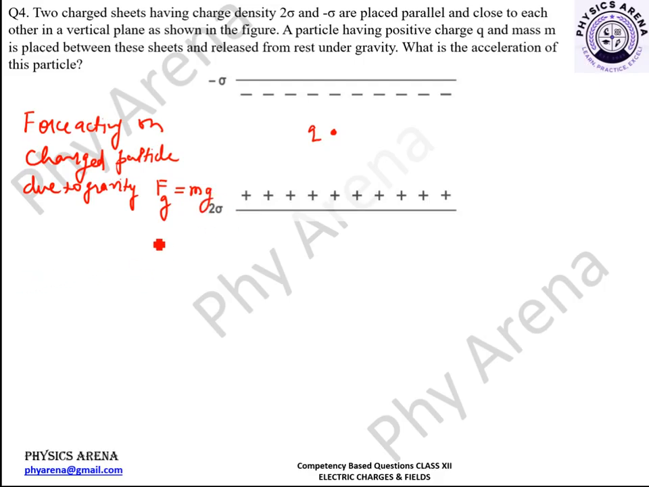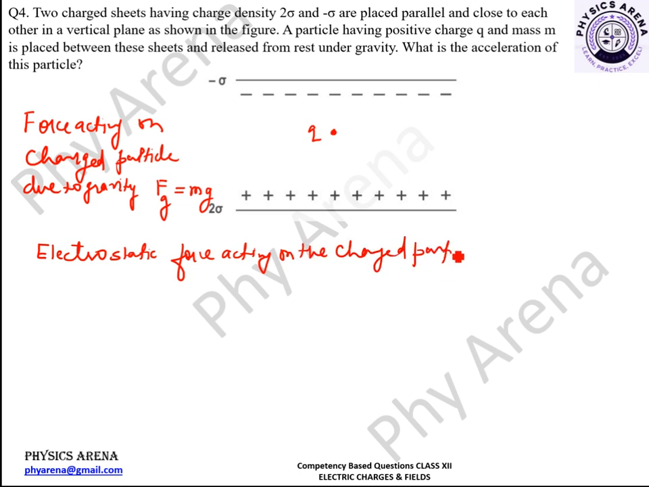And the second force acting on the particle is because of the electric field that exists due to these two charge sheets. So the electrostatic force acting on the charge particle is Q times the electric field at this point. So Fe is equal to QE.